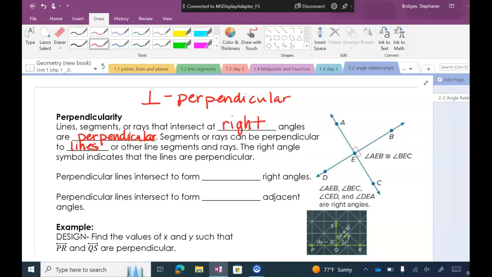Or I could write it like this, and I could say line AB is perpendicular to line CD. Okay, so that's what it would look like in symbols. So when you see that, don't ask me what that means. We're just talking about it. It means they are perpendicular, which means they form right angles. All right, and then perpendicular lines intersect to form how many right angles? 4, yes.